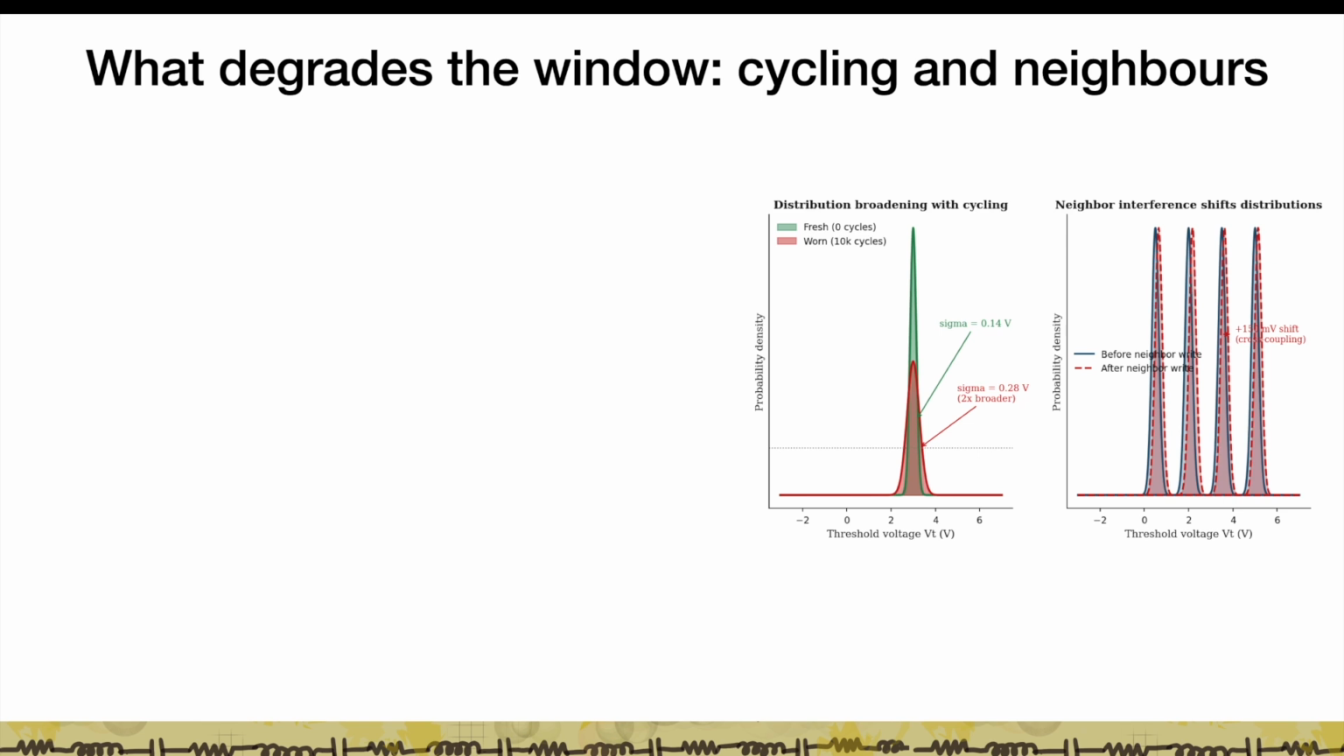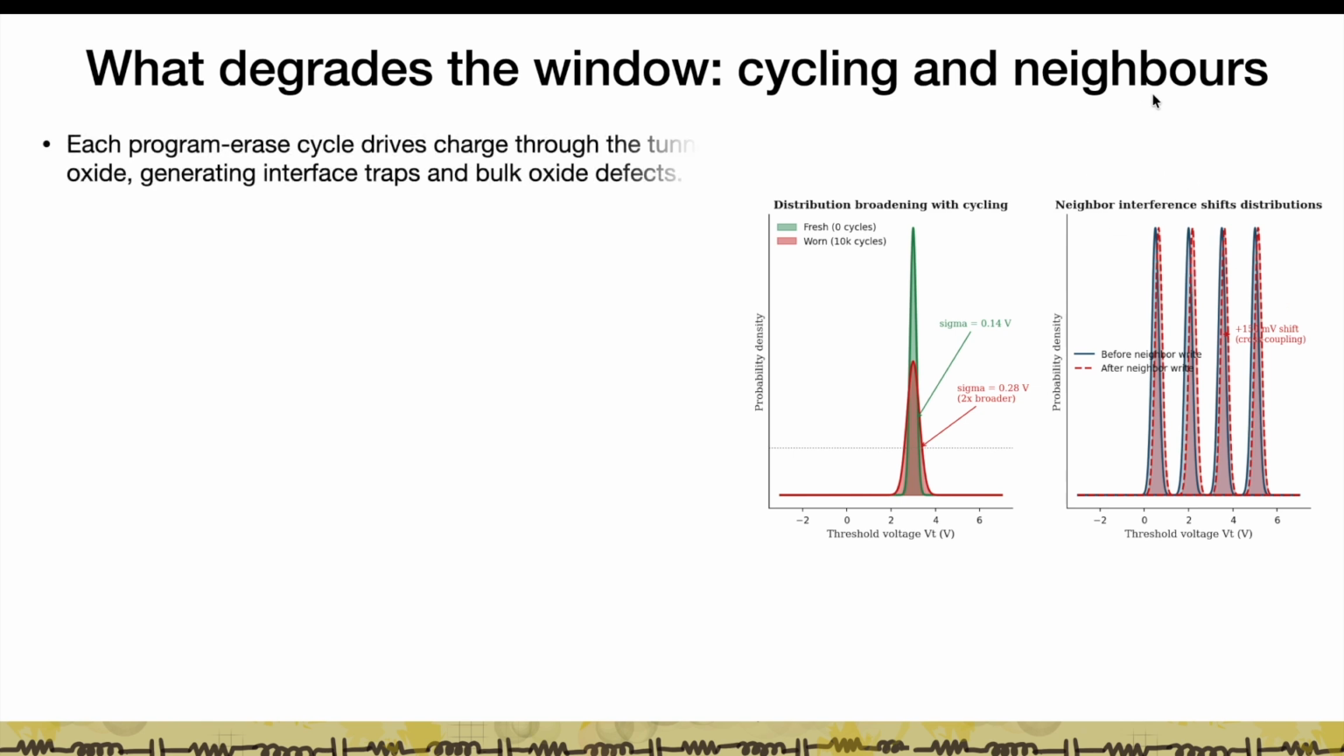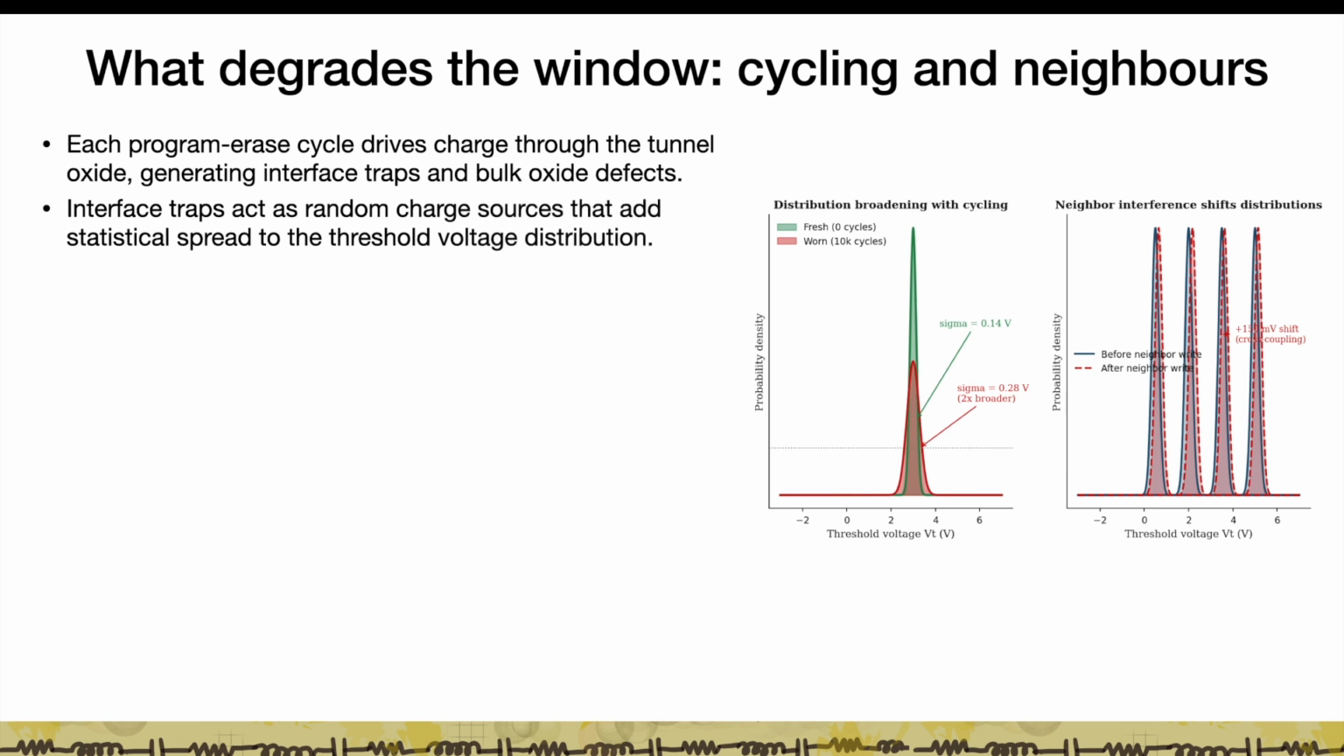Now, a fresh flash cell has a narrow, well separated threshold voltage distribution. The cell at that point has been cycled 1,000 times. This panel shows it directly. A green distribution is the fresh program state, tight, narrow, well centered at 3 volts. The crimson distribution is the same cell program state after 10,000 program erase cycles, roughly twice as wide with significant probability mass extending towards the erased state.